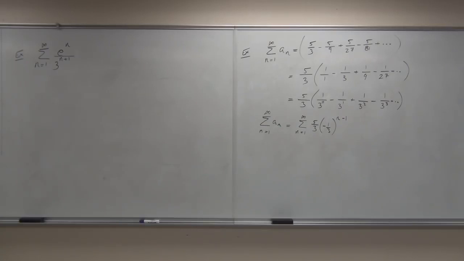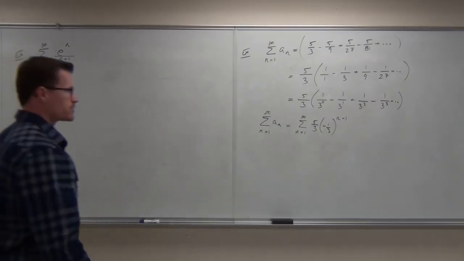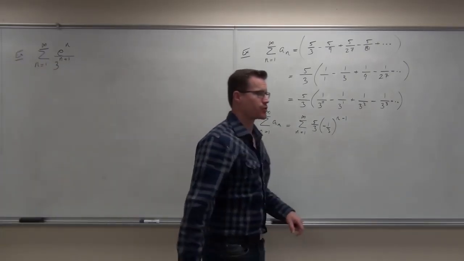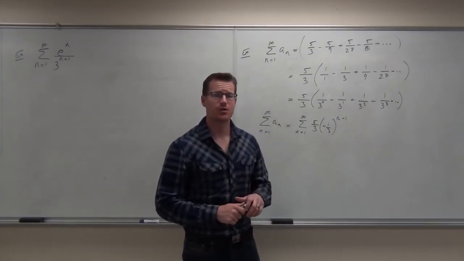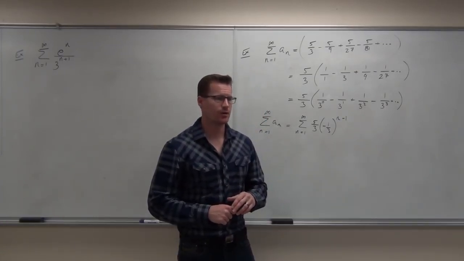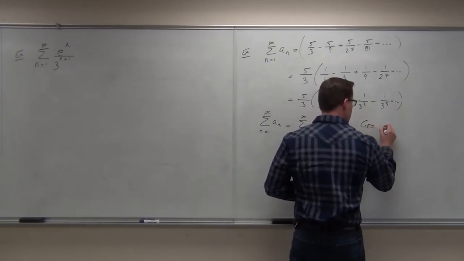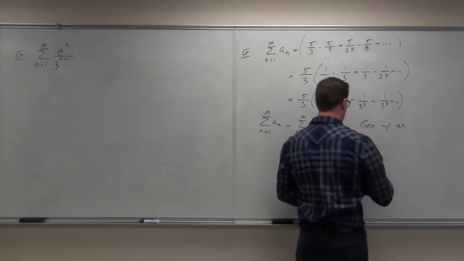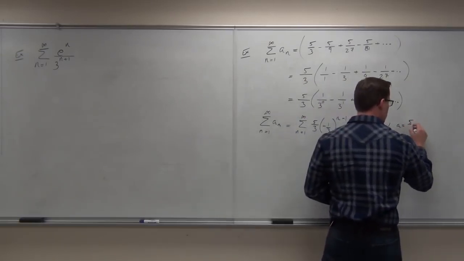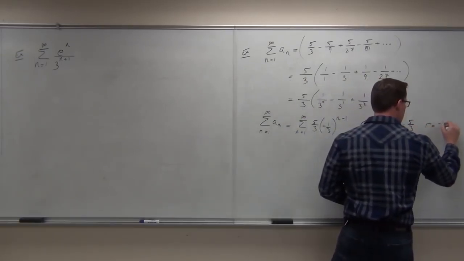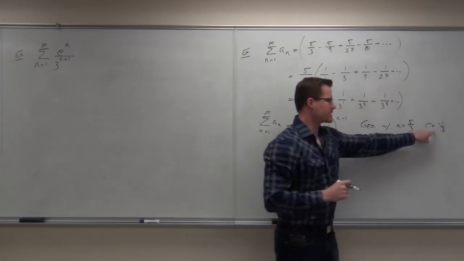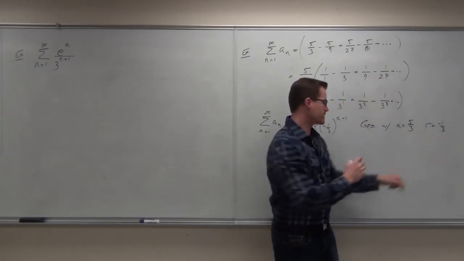So if this thing is a geometric series, we should probably be able to figure out whether it's going to be convergent or not just by looking at it. Is this going to be convergent, yes or no? Yeah, it's a geometric series with A, what's our A? 5/3. What's our R? Negative 1/3. Good, negative 1/3. Is that between negative 1 and 1? Then this thing is going to be convergent.